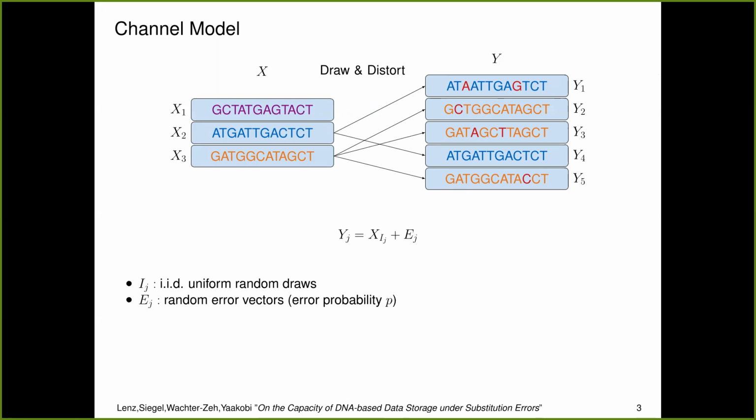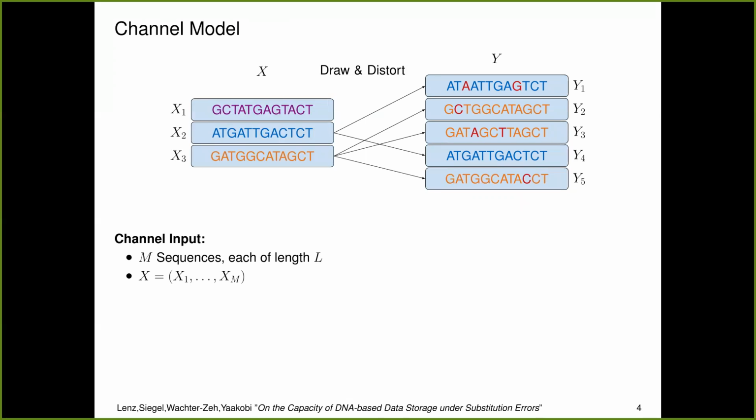Mathematically, every output sequence is a randomly drawn input sequence plus some error vector, where this plus should be understood as the addition over a circular ring. The error vectors have error probability p, and in this work the alphabet size is 4, because DNA consists of 4 bases: A, C, G, and T.